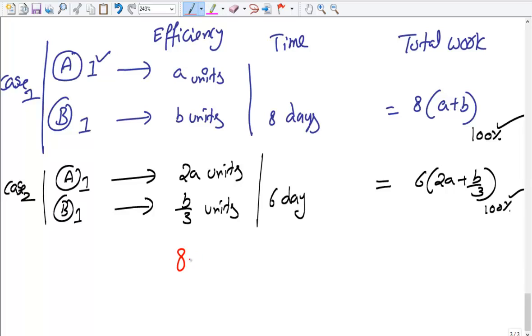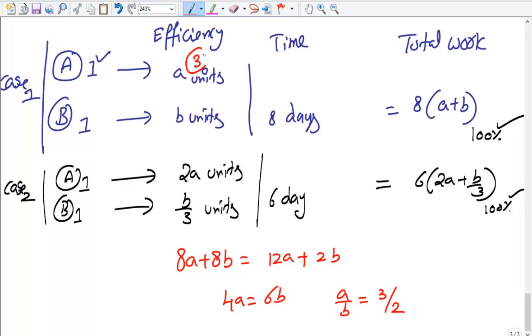That is going to be 8A plus 8B is equal to 12A plus 2B. So 4A equal to 6B. A by B equal to 3 by 2. What is small a? The efficiency of person A, that is 3 units. So it is 3 units and this is 2 units.